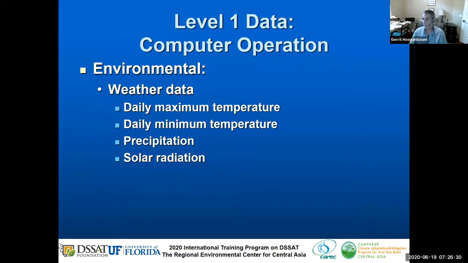So starting with the weather data, the environmental data, the first part of environmental data would be the weather data. So we require daily maximum and minimum temperature, daily total precipitation or rainfall, and daily total solar radiation as input for the crop models.